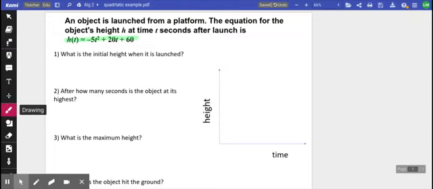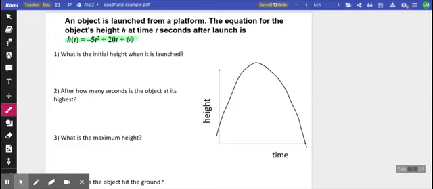Now, I always sketch a graph so I can understand what my x variable is, what my y variable is. In this instance, my x variable is t, time, and my y variable is height. So I'm just going to sketch a quick graph here because we have an object going up, up, up, down, down, down. Okay. This is going to help me kind of visualize as I'm doing these four problems.